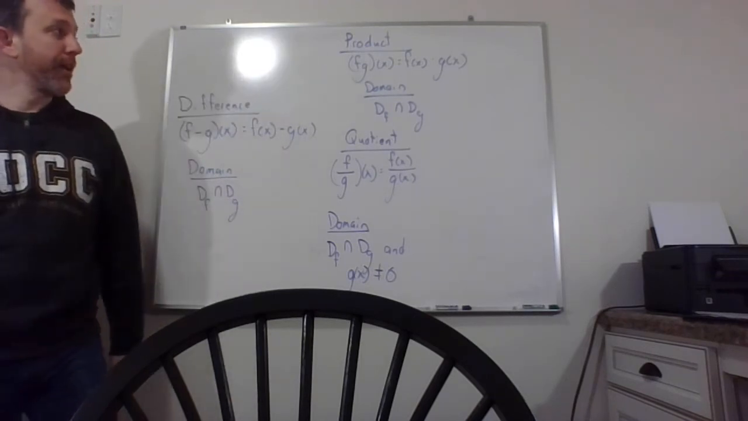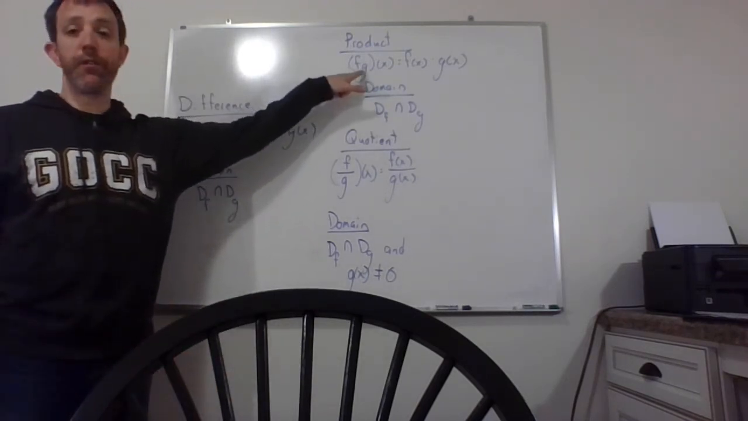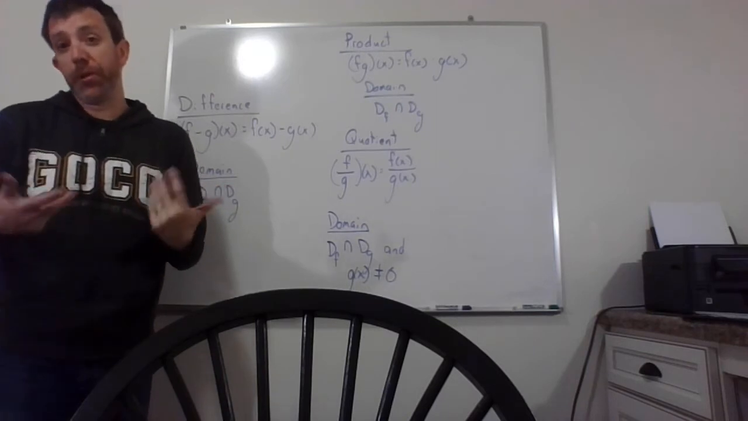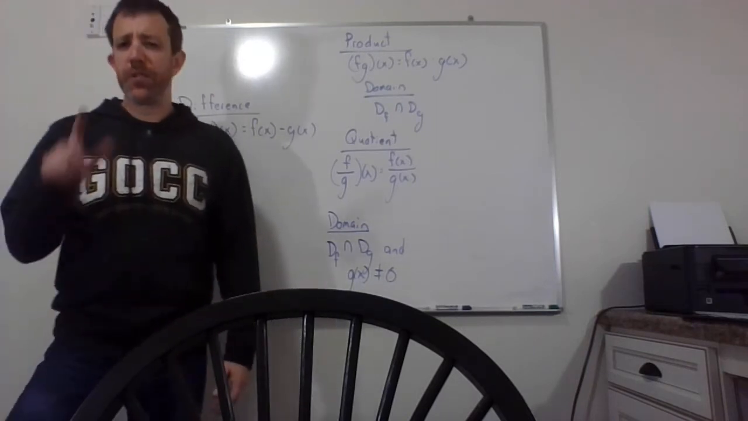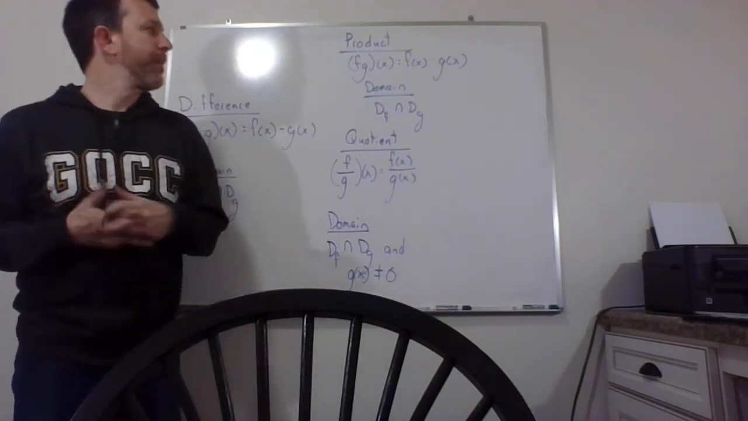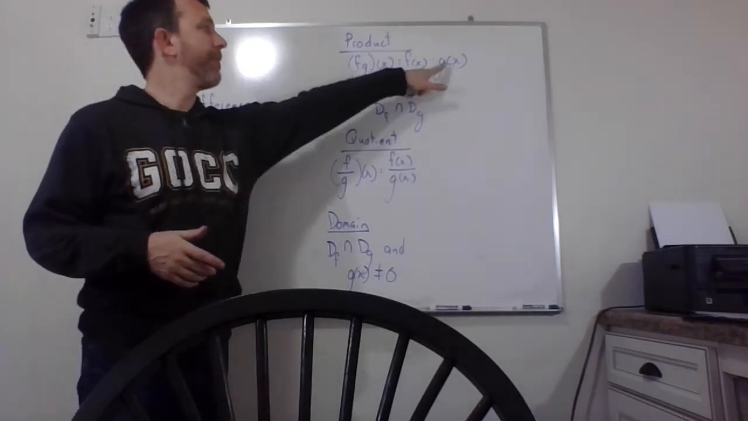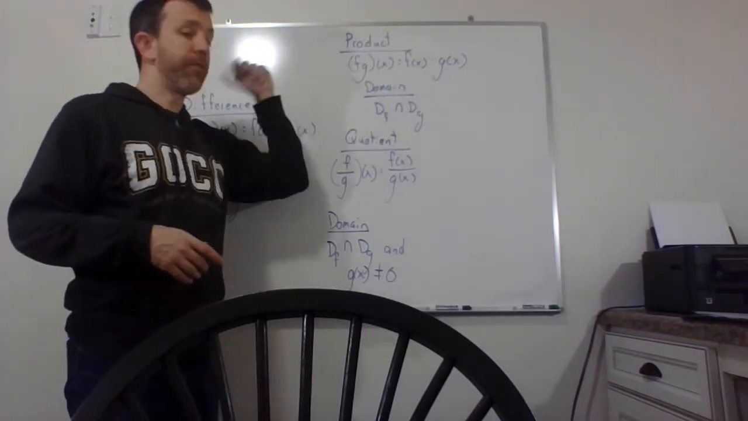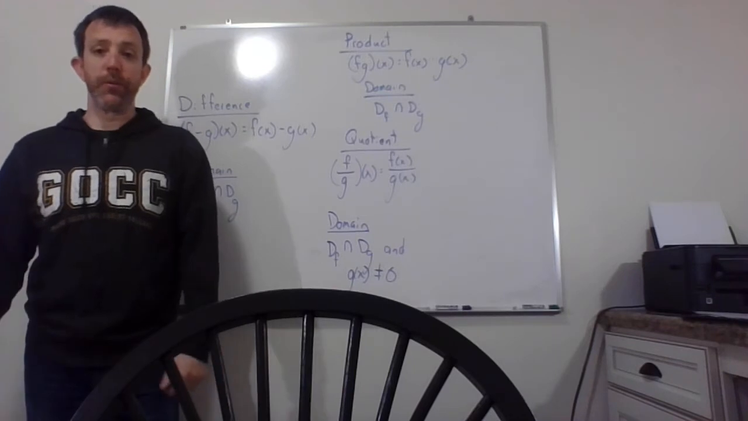And the same is true with the product. F times g, you can either have the f and g smashed together, or you can put a little dot in between. We don't use an x, that would be bad, it would get really confusing. This is f of x times g of x, and again, the domain is just the overlap between the two.